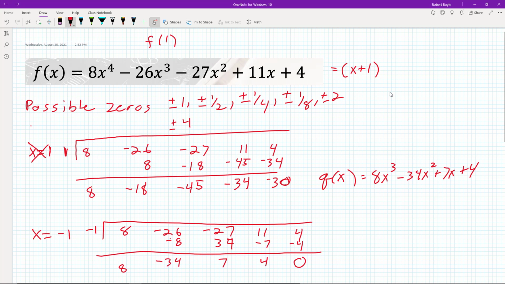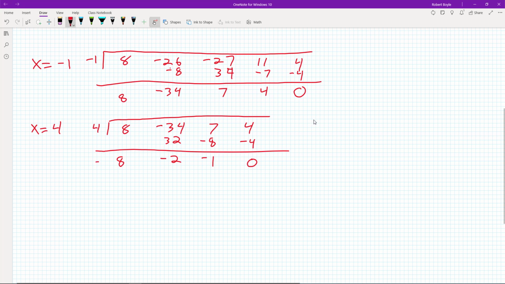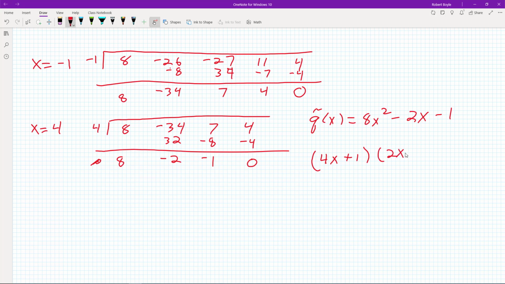So I can put an x minus 4 up here. And the quotient to those two factors, I'm going to just call it q tilde of x just for kicks, is going to be equal to 8x squared minus 2x minus 1. And this we can actually factor. This will factor into 4x plus 1 times 2x minus 1.